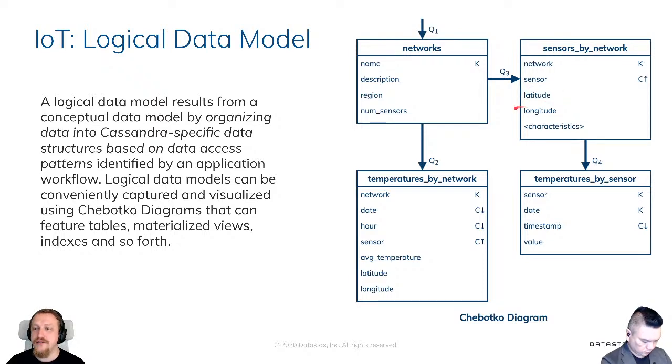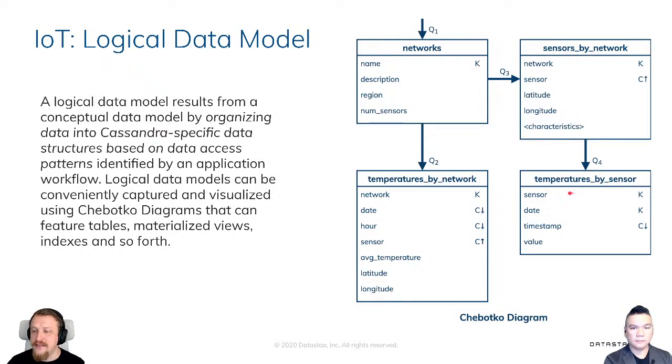Then we have latitude and longitude to define the location for this sensor, and we have some characteristics, but we don't know yet how to better structure that. At the logical data model, we don't need it yet. We will do it while proceeding to the physical data model. And finally, with query 4, we show temperatures by sensor.